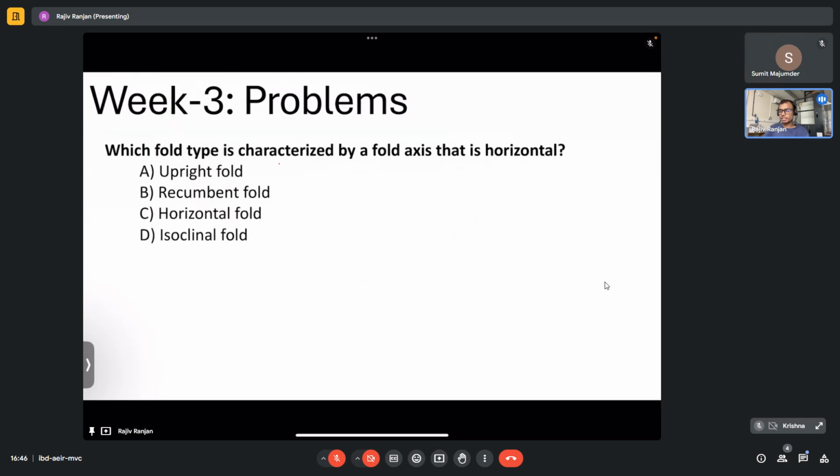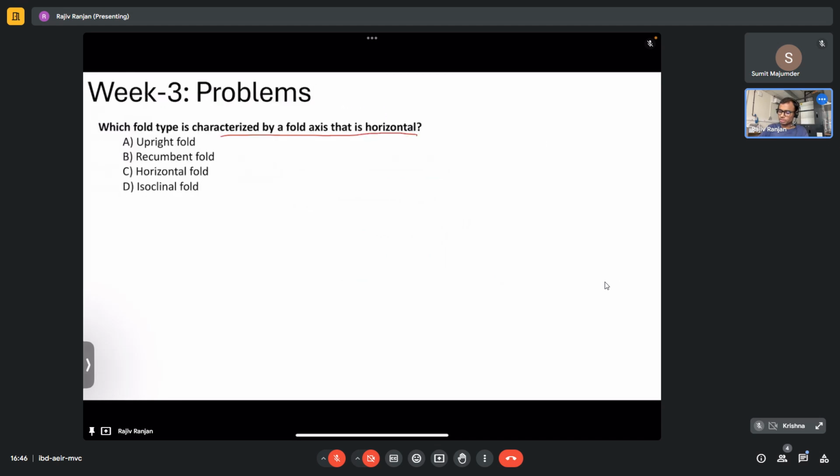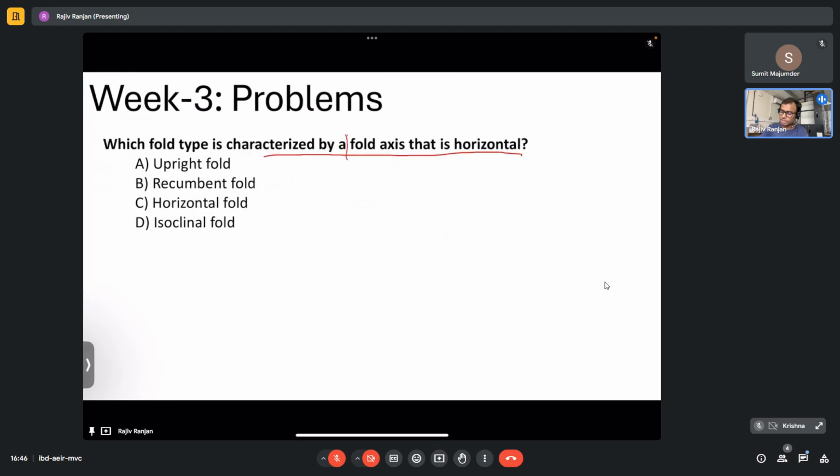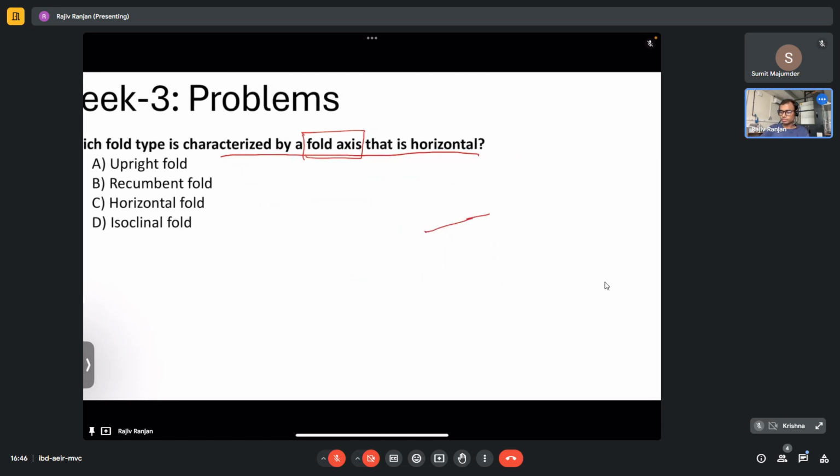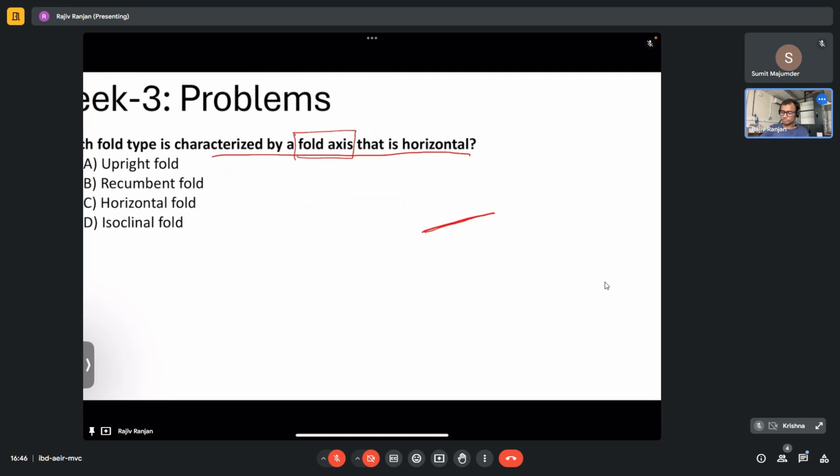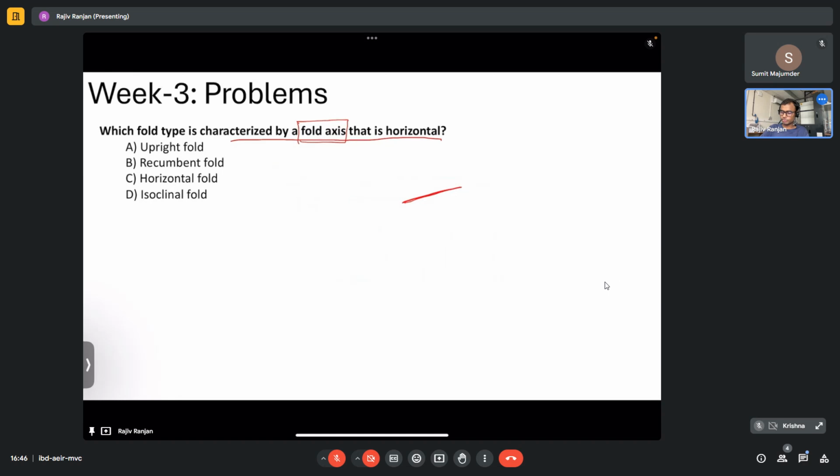Which fold type is characterized by a fold axis that is horizontal? Based on the fold axis, there are several types of fold. When you have a horizontal one, this is a horizontal fold, so your fold axis is horizontal. So based on the classification of fold axis, option C is correct.